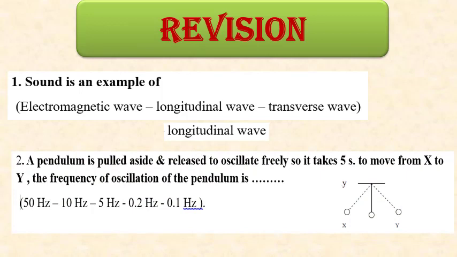Number 2. A pendulum is pulled aside and released to oscillate freely. It takes 5 seconds. In this shape, this is a simple pendulum. It moves from point X to point Y, and it takes 5 seconds. The frequency of oscillation of the pendulum is... X to Y represents half of an oscillation. It's not a complete oscillation. So the time taken to make one complete oscillation is double that. It will be 10 seconds. Then the periodic time is 10 seconds.